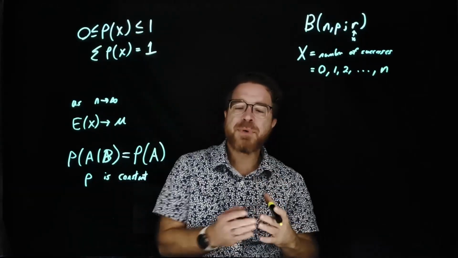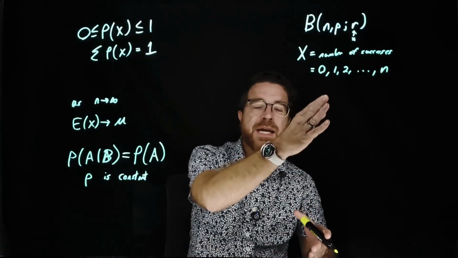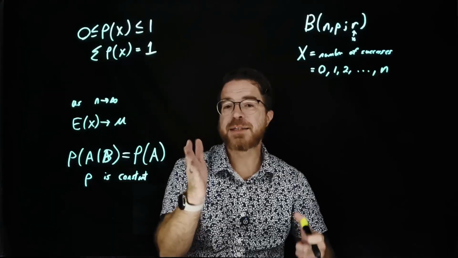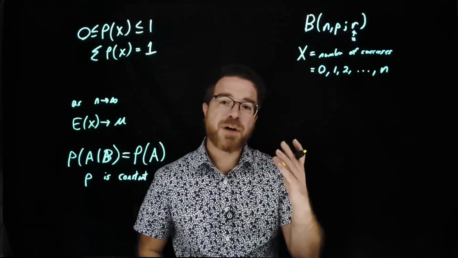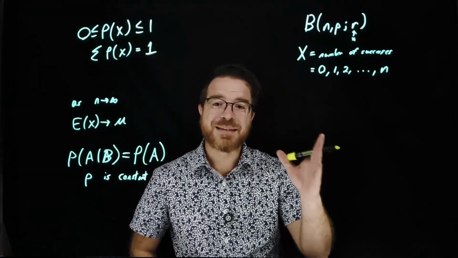Meaning that if I'm flipping a coin 5 times, I could get 0 heads, or 1 head, or 2 heads, or 3, 4, or up to the total of 5 heads, again, because I flipped the coin 5 times. So your random variable for a binomial probability is how many successes you have.